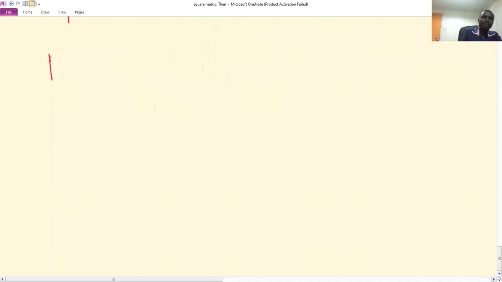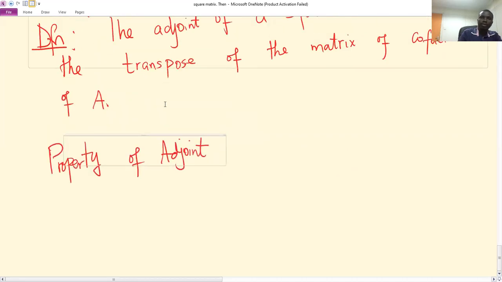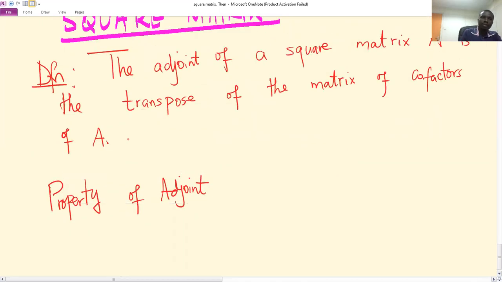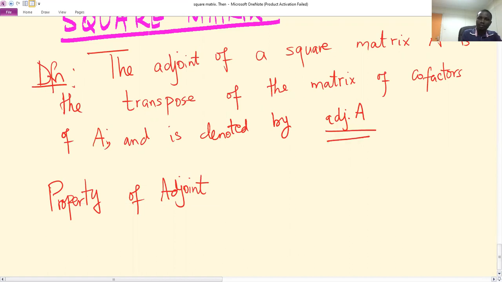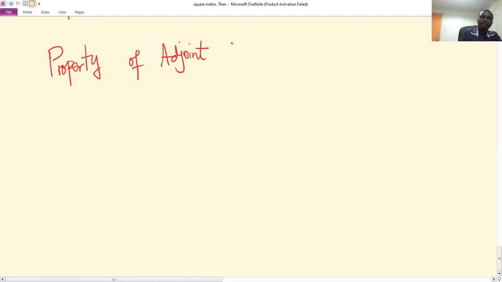Now, property of adjoint. I remember, adjoint is denoted by adj A, to mean adjoint of A. So this is how we denote it. So, property of adjoint matrix.